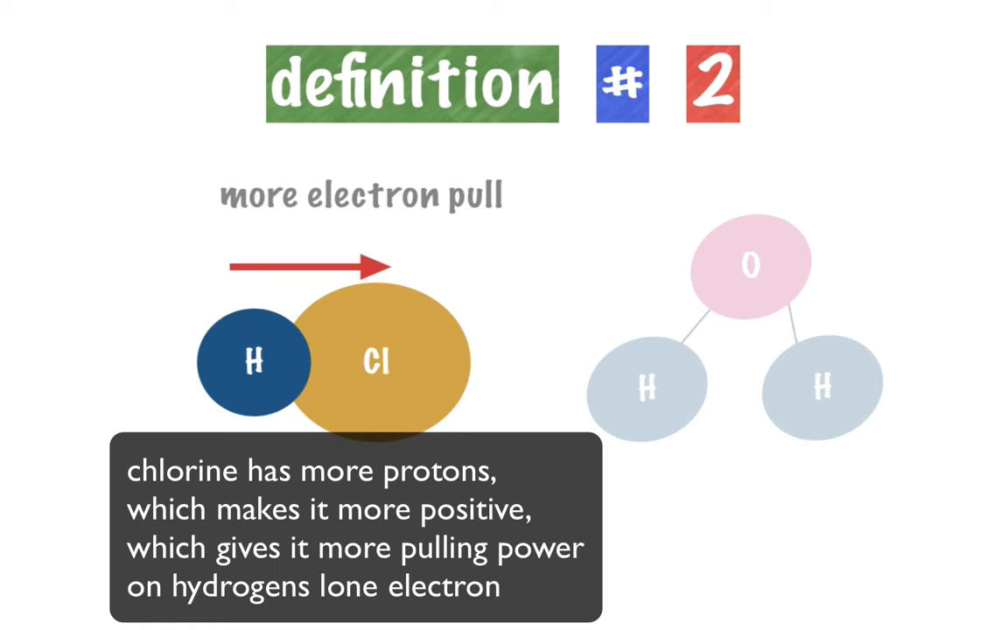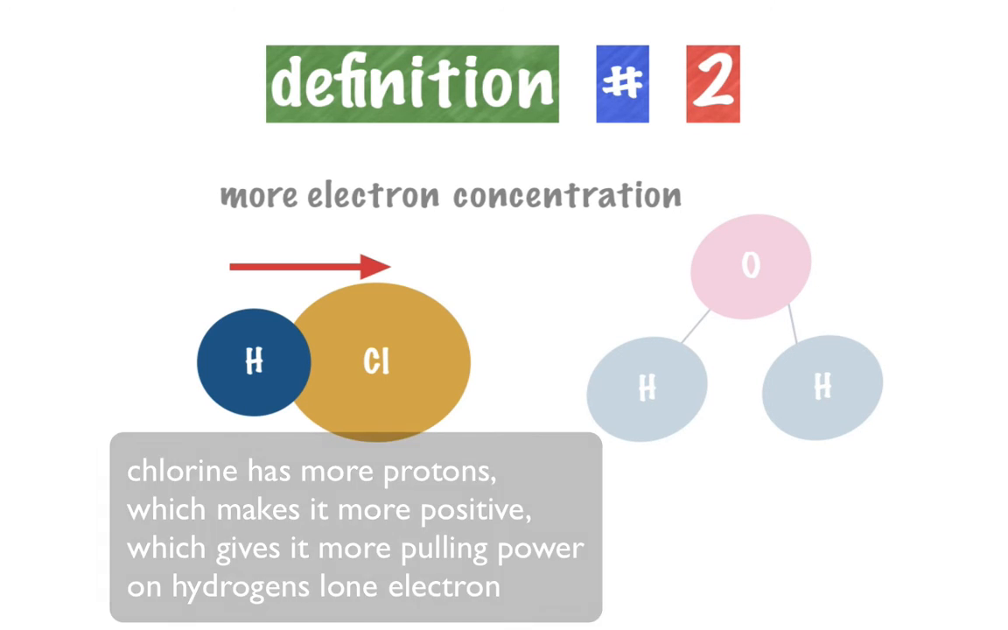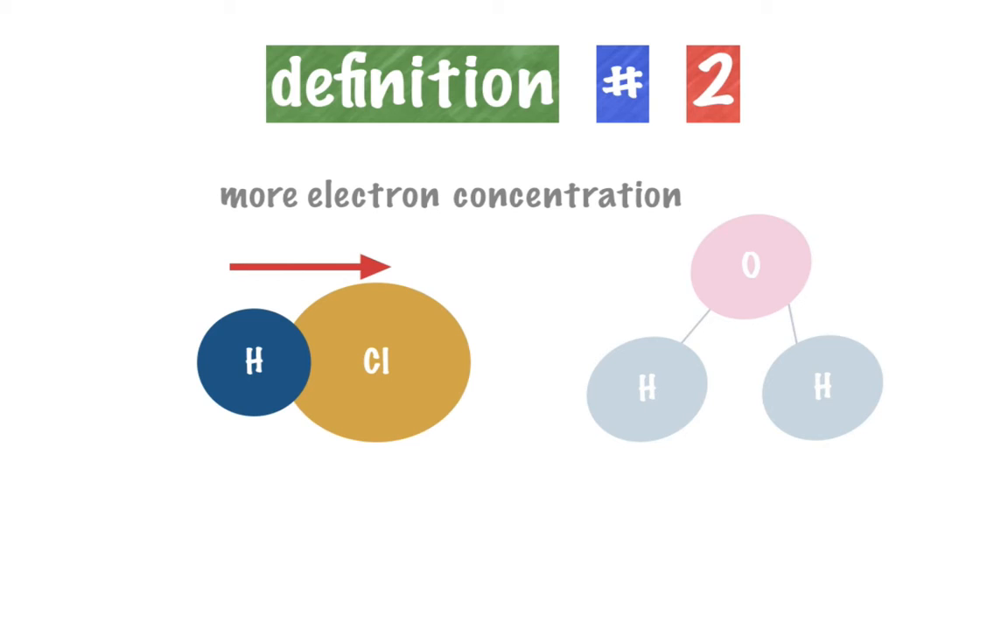So you're going to have more electron pull. If there was a tug of war of electrons, because chlorine is more electronegative, it's going to pull the electrons more towards chlorine. It will have more of an electron concentration, which means that the side that the chlorine is on is going to be more negative, and because hydrogen is losing an electron, which is negative, it becomes more positive. So you have this side of the molecule that becomes positive and this side that becomes negative.